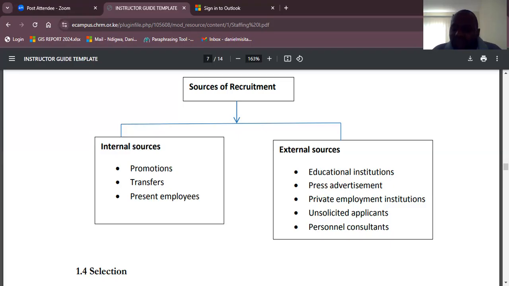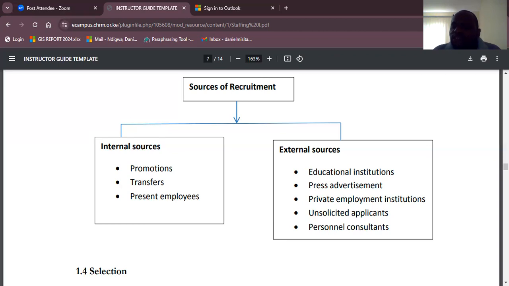Then press advertisement. This is where you decide to go either to print media, which is the main media, or you can also decide to take it to social media. Nowadays, we have social media where you advertise your job. Potential employees, or prospective employees, can then have an opportunity to participate in recruitment.